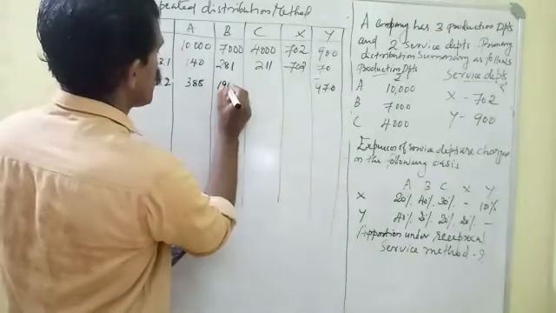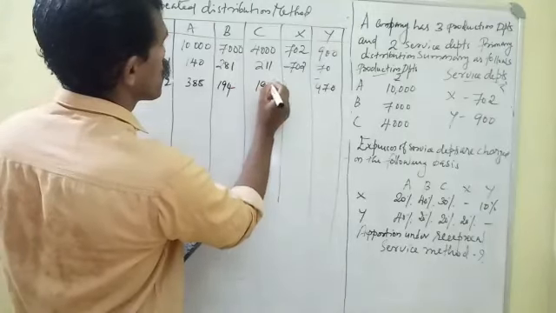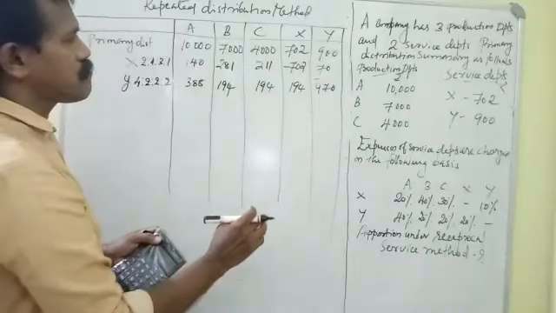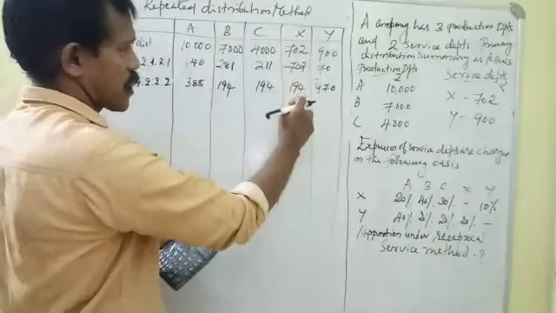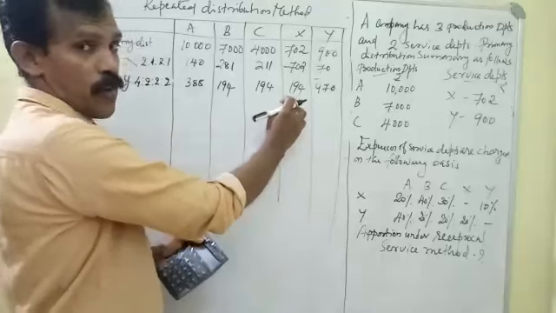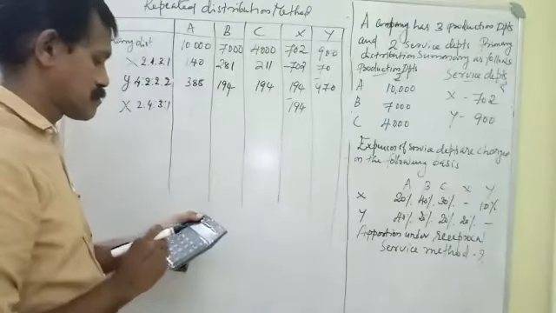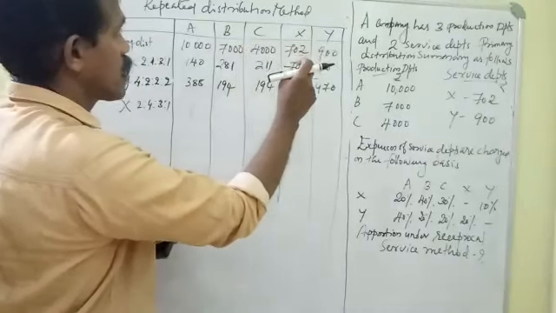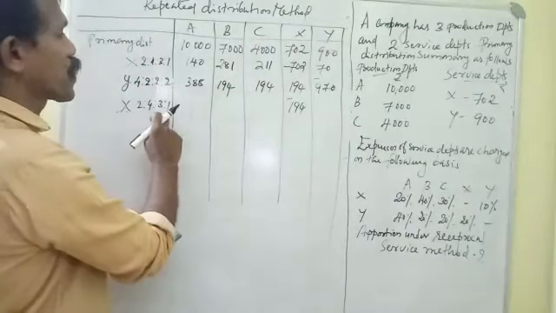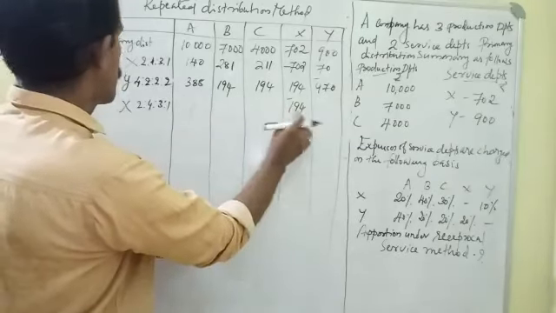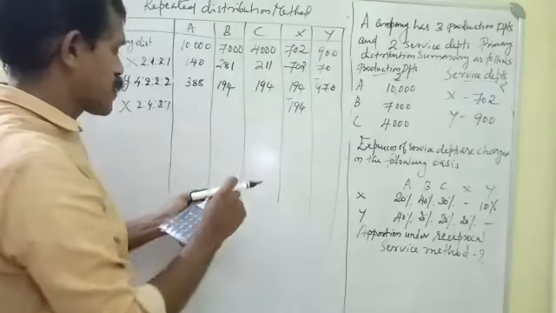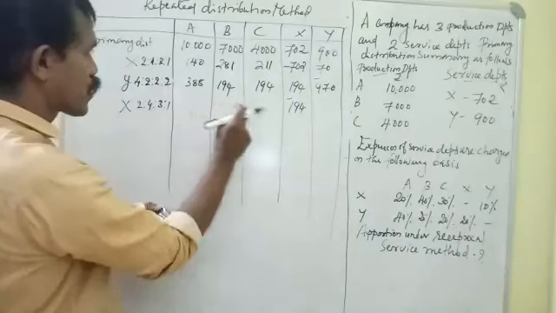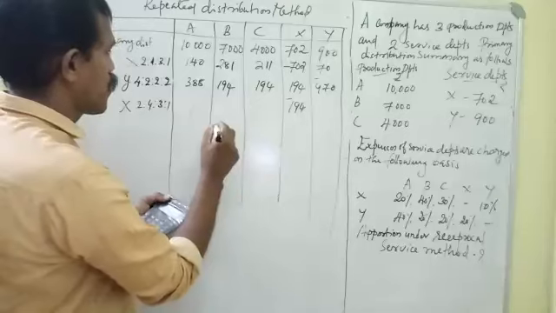Then 194 to B, then 194 to C and then 194 to X. Okay, now here in the service department X column we have 194. Then we distribute this 194 among A, B, C and Y in the ratio 2:4:4. Then 194 divided by 10 is equal to 19.4. Then 19.4 into 2 comes to 38.8.